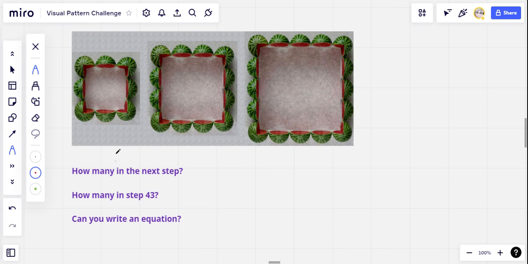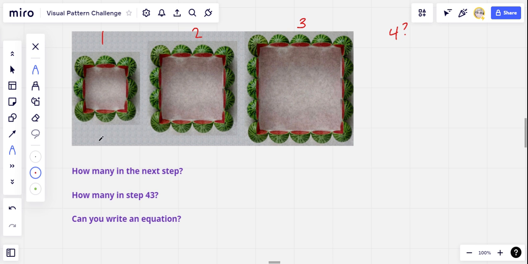We've got a strange looking one today. Here's step 1 of our pattern, here's step 2, and here's step 3. And your challenge is to determine the number of watermelons in step 4. If you can do that, can you tell how many in step 43? And can you write an equation that could predict the number of watermelons in any step at all? So that's the challenge. If you'd like to accept it, pause the video and see what you can do.